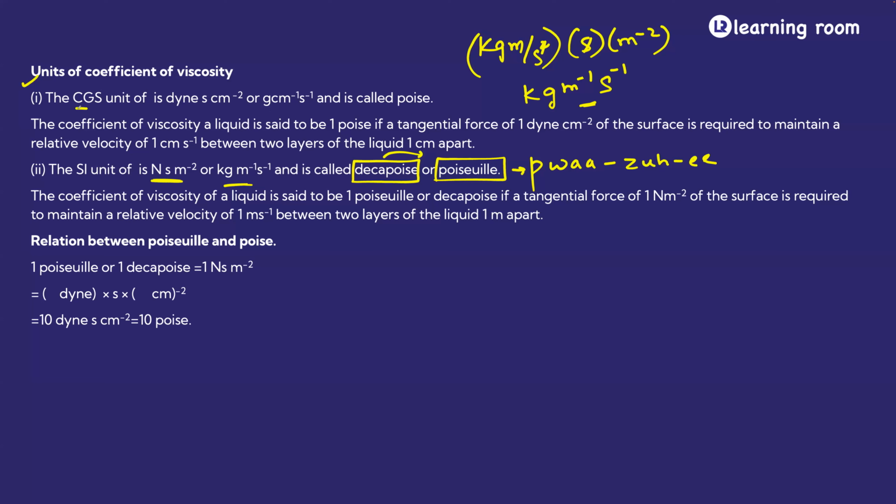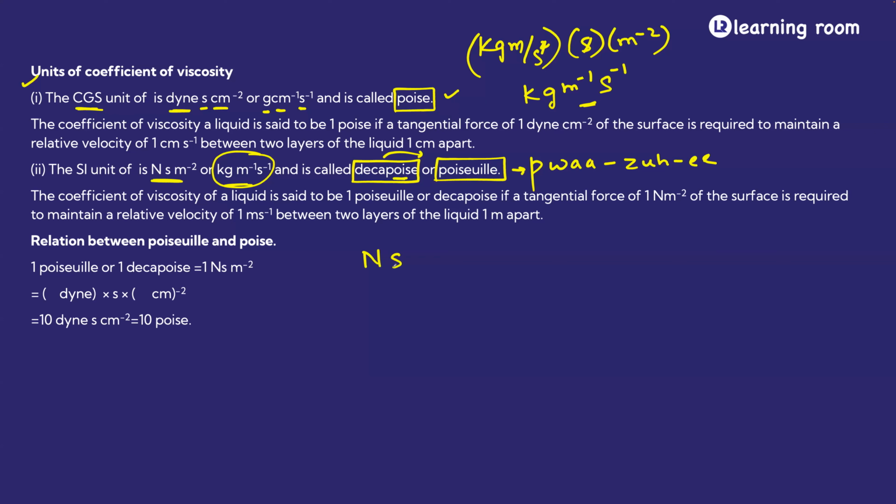Let us see what is going to be the CGS unit of it. In the place of Newton, you will replace it with dyne, and second is second only, and in place of meter power minus 2, you will replace it with centimeter power minus 2. And similarly, the other form: kilogram per meter per second, you can write it as gram per centimeter per second, and this has another name called poise. Here, this is poise, this is decapoise. Deca means how much? 10.